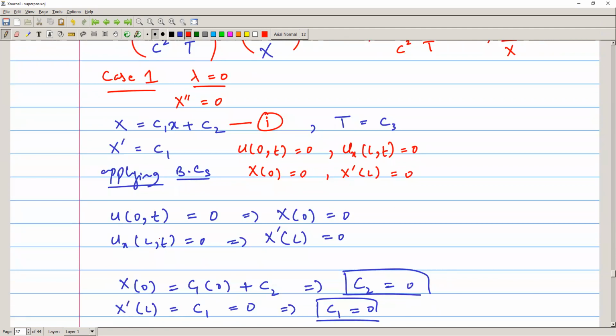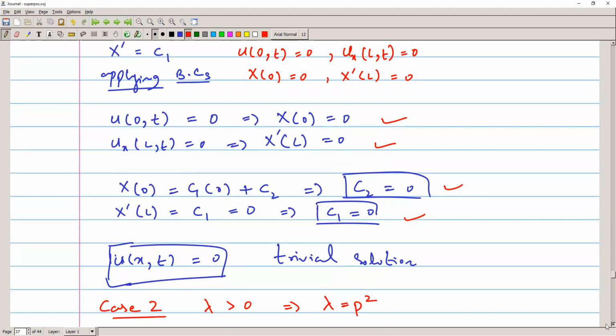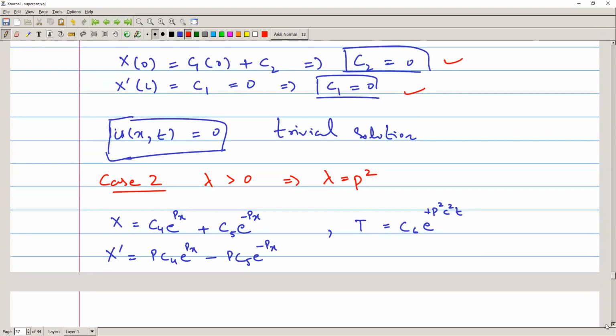From here, u of 0 comma t is 0, which means that X of 0 is 0. And u_x of L comma t is 0, which means that X prime of L is 0, right? So from here we get c2 equals 0 and c1 equals 0. So this is a trivial solution, and we know that we have to work for a non-trivial solution. So now we will check case 2, that is lambda greater than 0.